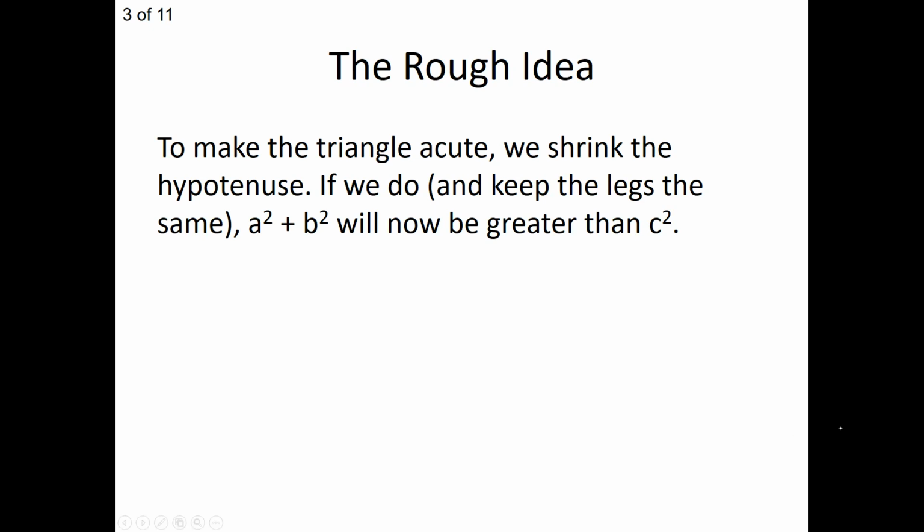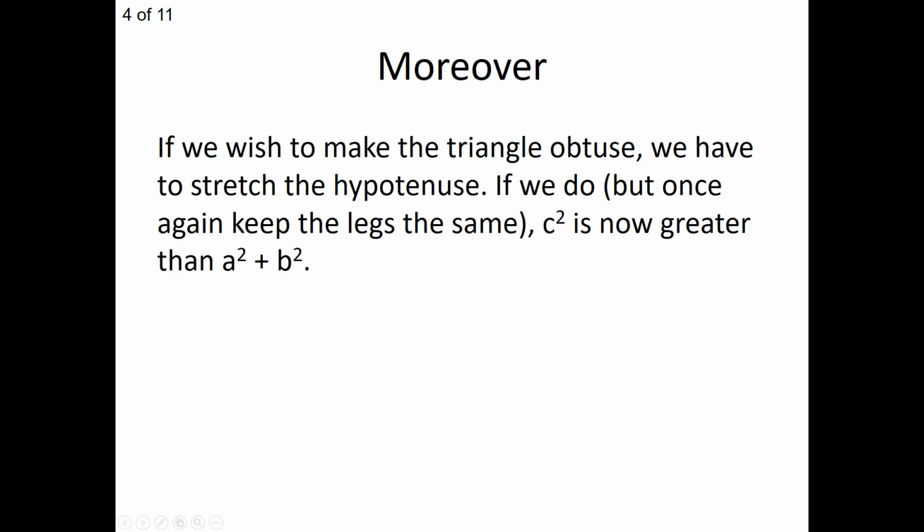So then, if we continue that same thought, stick with the right triangle, and we take the hypotenuse and stretch it out just a little bit longer. That means if we leave the legs the same length, we now have the c squared value, which is our hypotenuse value, greater than that of a squared plus b squared. So there is a way to determine if a triangle is acute or obtuse based on whether or not a squared plus b squared is equal to c squared.